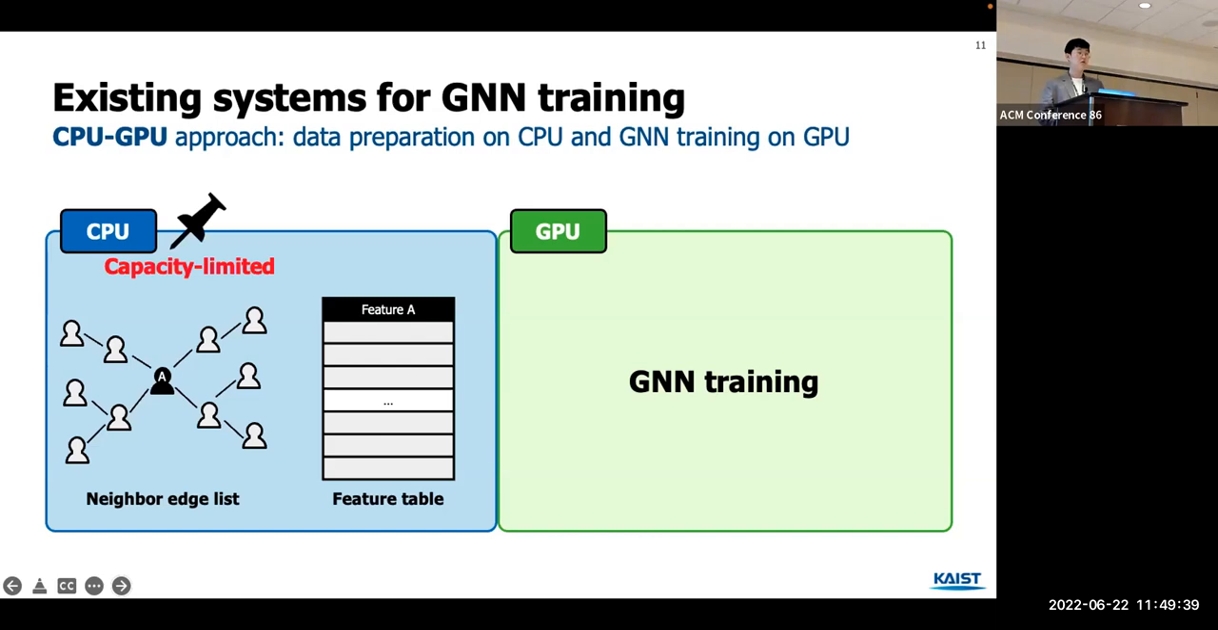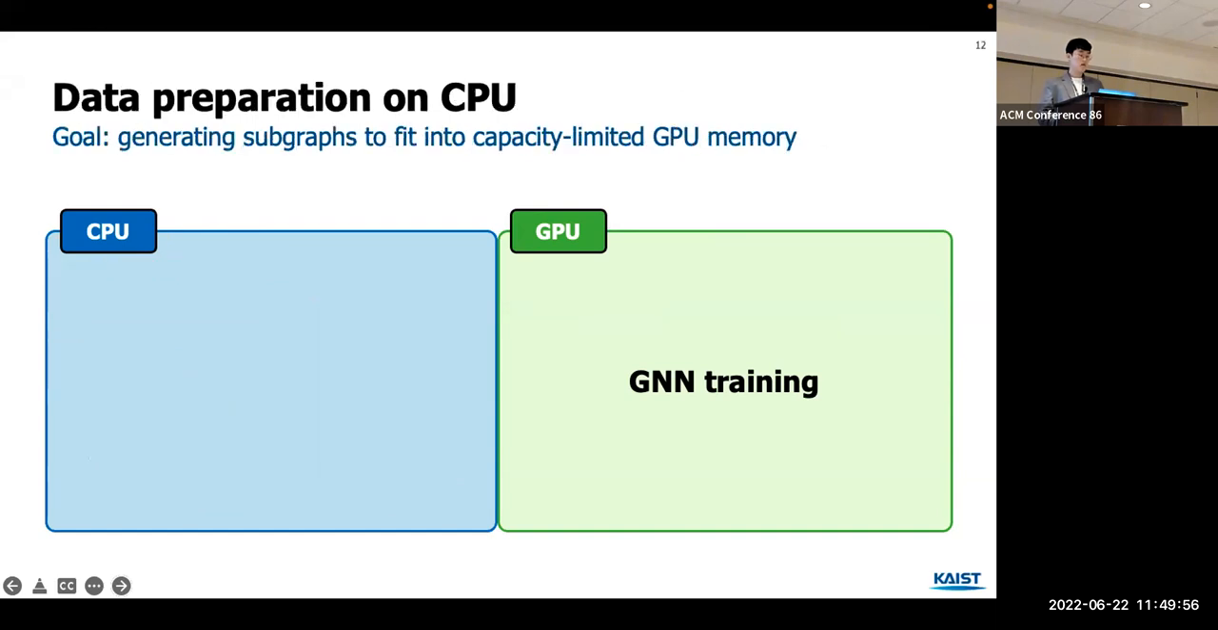As both of these data structures get larger with hundreds of billions scale, the capacity optimized CPU memory is utilized to store them, and the CPU goes through data preparation, which is the most important part in GNN training. The key idea of data preparation is generating small size subgraphs to fit into GPU memory. So let me explain the key steps of data preparation.